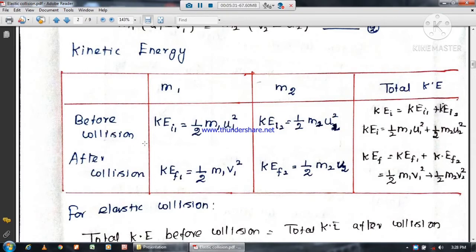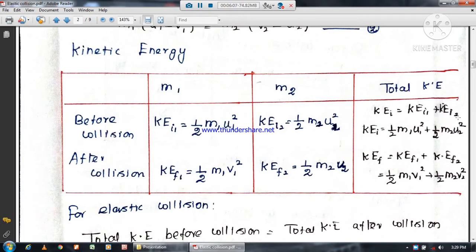Here before collision, for the first body, the kinetic energy KEi1 is equal to 1 divided by 2 m1 u1 square. m1 is the mass of the first body and u1 is the initial velocity of the first body. And for the second body, KEi2 is equal to 1 divided by 2 m2 u2 square. m2 is the mass of the second body, u2 is the initial velocity of the second body. So from this we can find the total kinetic energy, that is KEi1 plus KEi2.